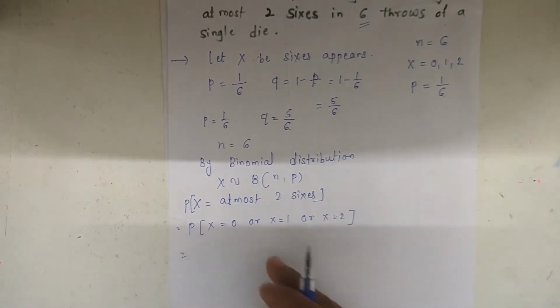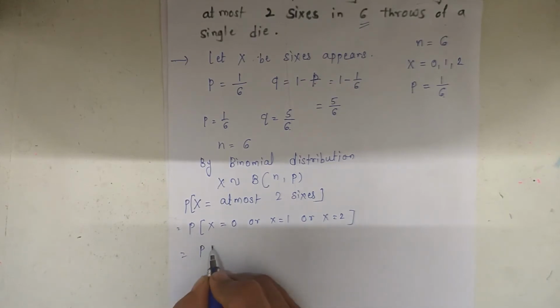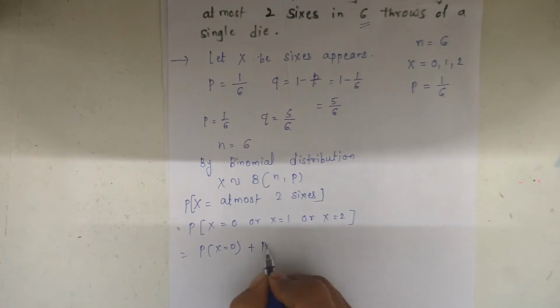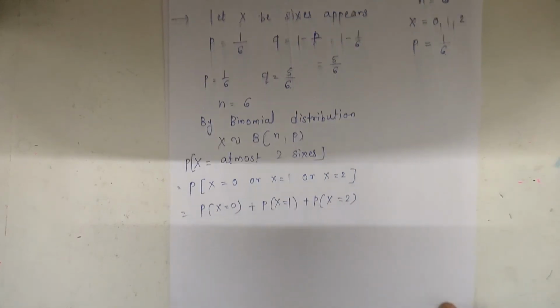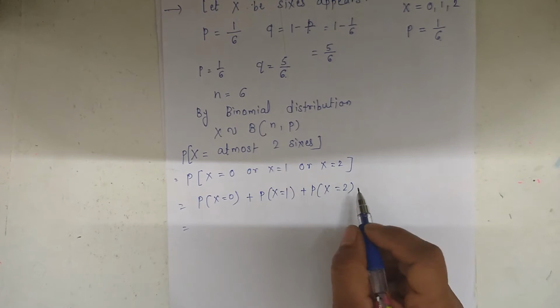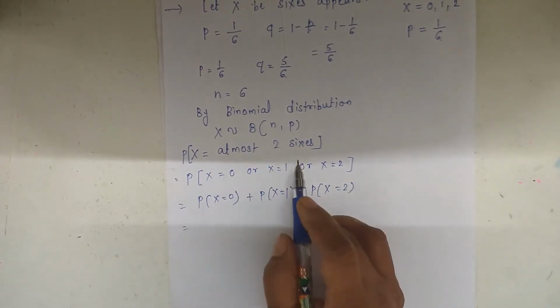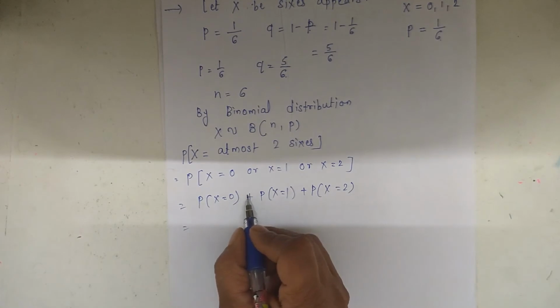Probability of x equal to 0 or x equal to 1 or x equal to 2 means probability for x equal to 0 plus probability for x equal to 1 plus probability of x equal to 2. The addition of all these probabilities is the probability of at most 2 sixes. Now we have to find the probability for x equal to 0.